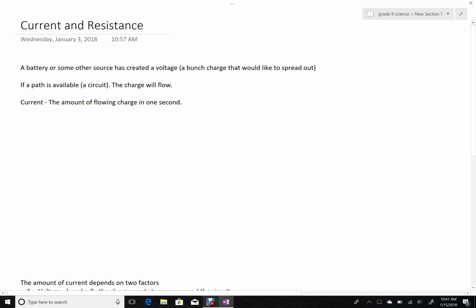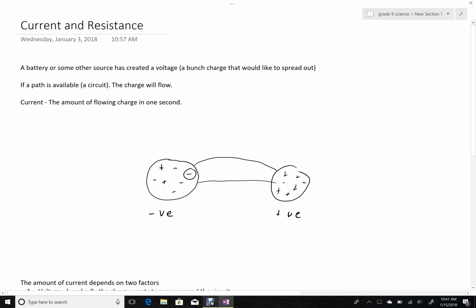So again, in the last video, I talked about how a battery will create a negative region and a positive region, an area with an excess of electrons and an area with a deficit of electrons. This one would be negative, this one would be positive. And what that does, because like charges repel and unlike charges attract, is it means that these electrons would like to move from here to here.